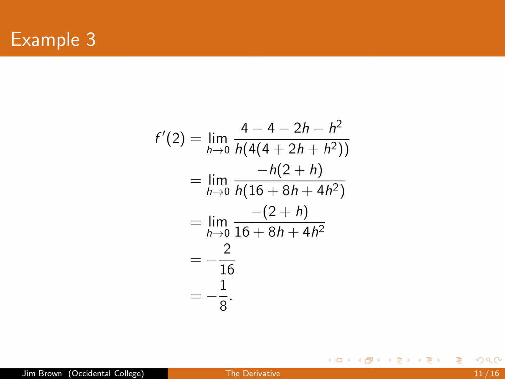And now I can just go ahead and plug h equals 0 into this, and I get a negative 2 in the top, I get a 16 in the bottom, and if we simplify, we get minus 1/8. So when you're calculating derivatives using this definition, it's almost always going to be the case that we need to simplify so we get an h that we can factor out of the numerator to cancel that h in the denominator.